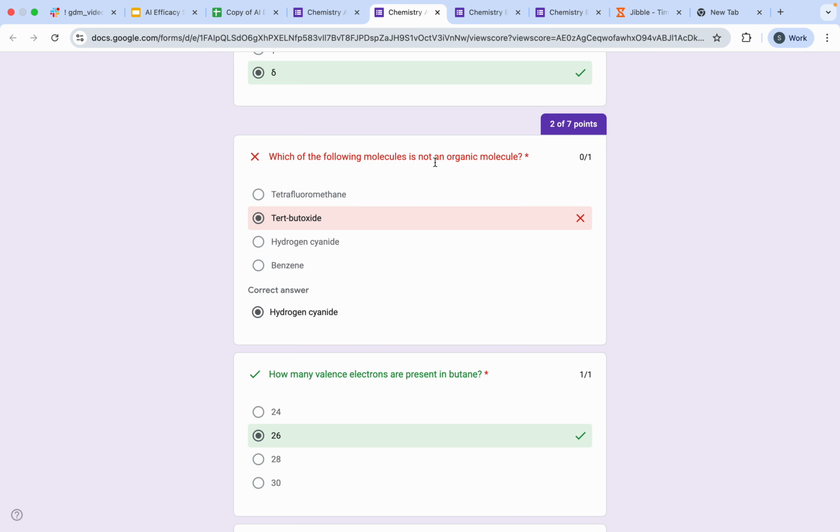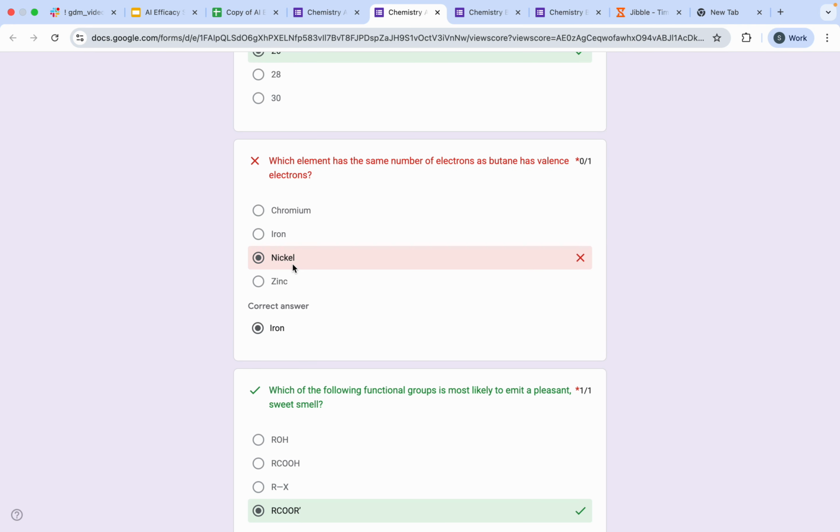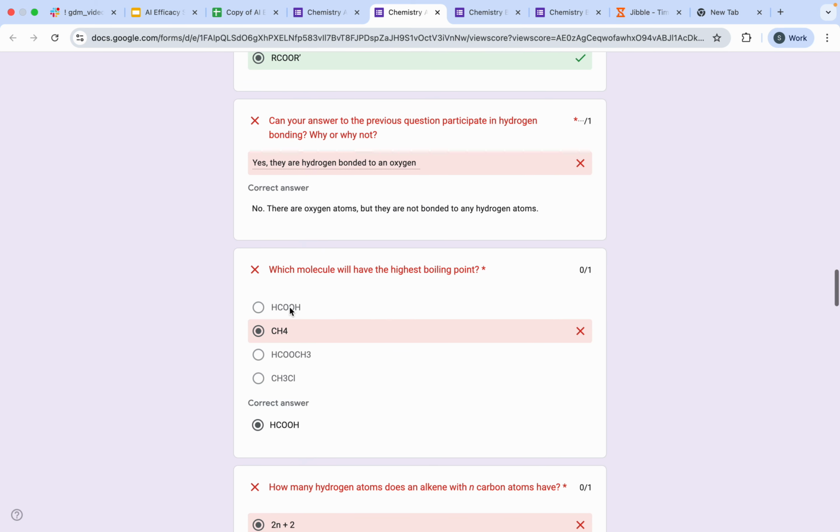Okay, which of the following molecules is not an organic molecule? It is, okay, this one. Nickel is the correct answer. Nickel is not the correct answer. Iron is the correct answer. Okay. Atoms, they are not bonded to any hydrogen atom.